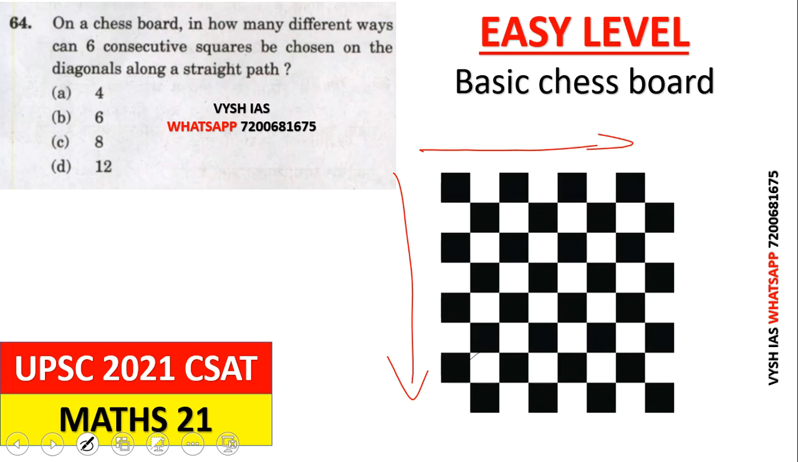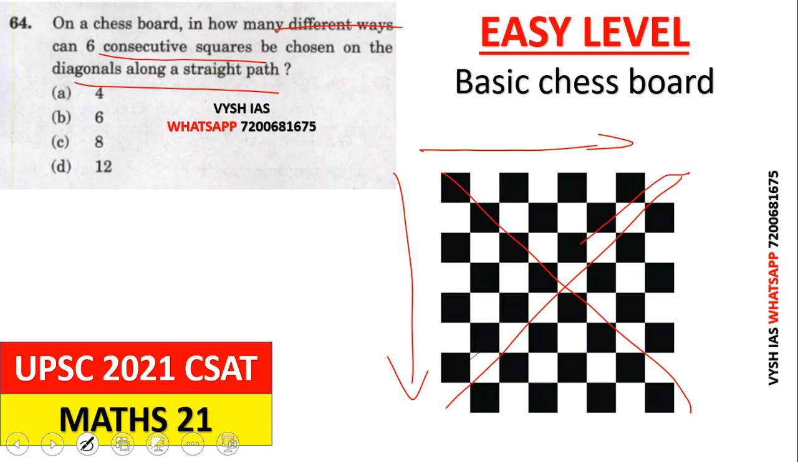Now on a chessboard, in how many different ways can 6 consecutive squares be chosen on the diagonals along a straight path? For that you would need to know what a diagonal is. This is one diagonal, this is one diagonal. Only 2 diagonals a square will have. They are asking how many 6 consecutive squares you can choose.